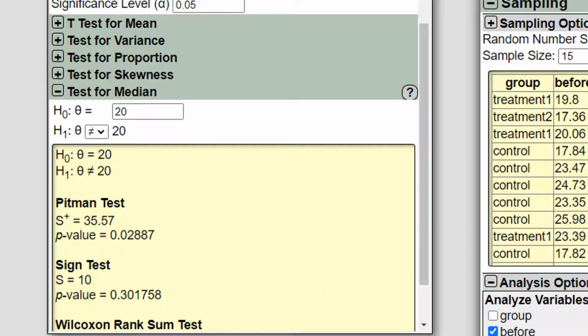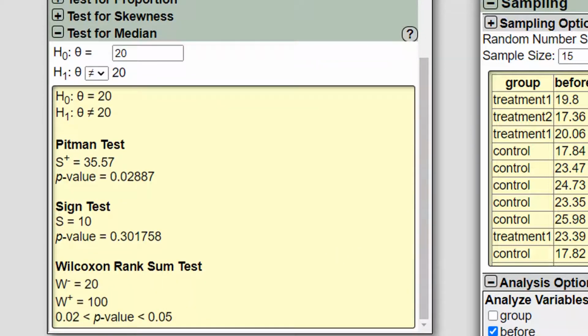The sign test looks at it from a different perspective. It doesn't look at the magnitude of the difference. It just looks at whether an observation is greater than 20 or less than 20, and from this it's just a binomial. Every observation under the null hypothesis is equally likely to have been above or below the median. In this case, 10 of these observations were above 20. If you flip a coin 15 times, what are the chances that you get 10 or more heads?